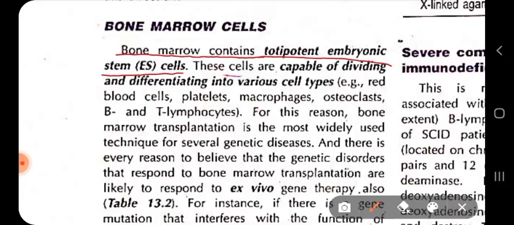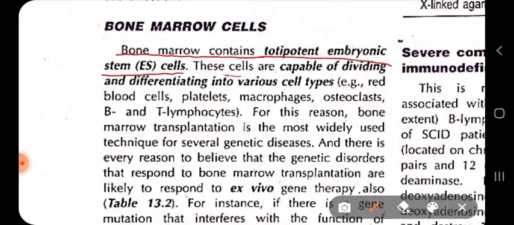Totipotent means having the ability to create different types of cells, just like we saw when talking about agricultural biotechnological applications. I mentioned a little about the totipotency of plant cells, that plant cells have the ability to give rise to any cell type. That's why they are totipotent. But unlike plant cells, in animals not all cells are totipotent. Here, the embryonic stem cells are totipotent.